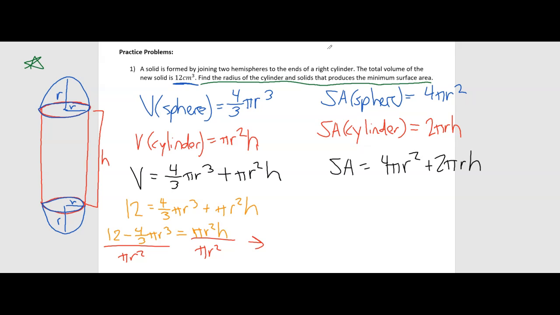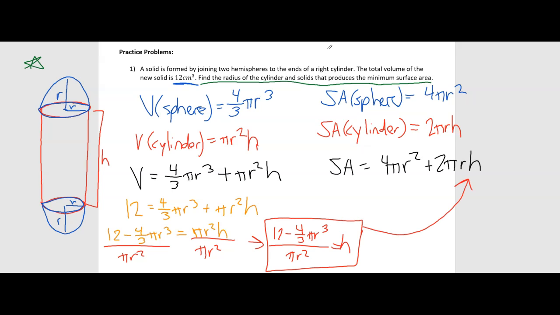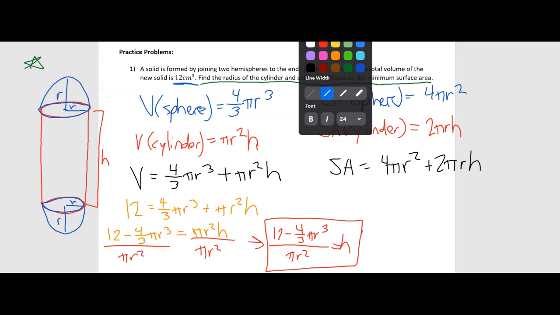So I'm going to end up getting 12 minus 4/3 pi r cubed all over pi r squared. That is equal to h. Looks a little messy, but we can use it. And we are going to substitute that in for our h in our surface area formula. So let's rewrite that surface area equation.